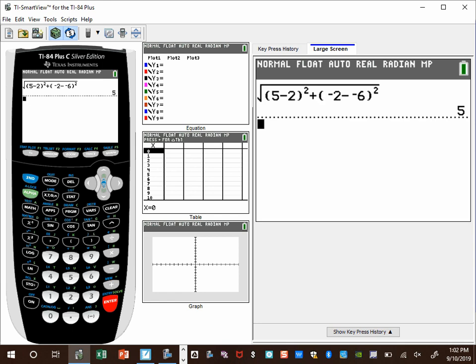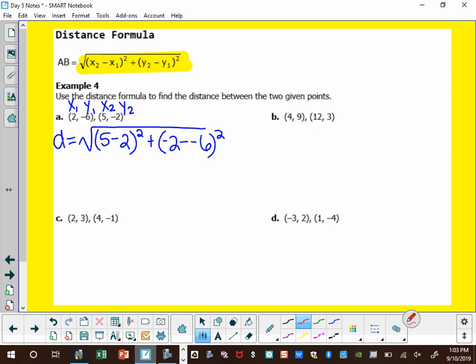Oh, you know why? Because you put a minus here, so it's negative. So, negative 2 minus. Okay, so what you're going to write is distance equals 5.